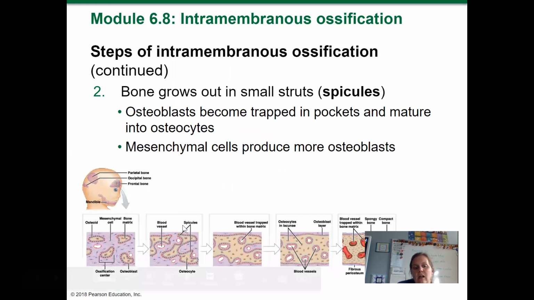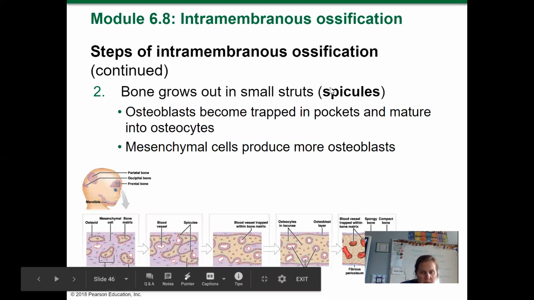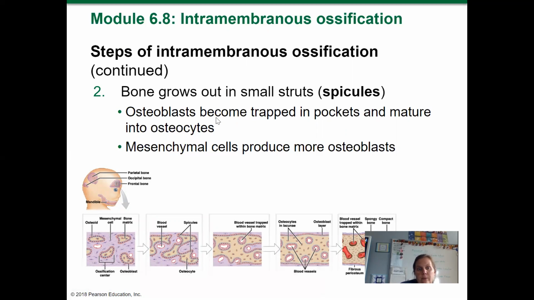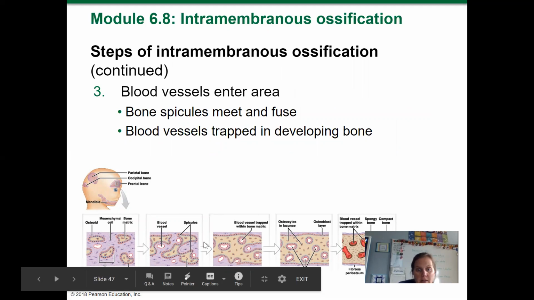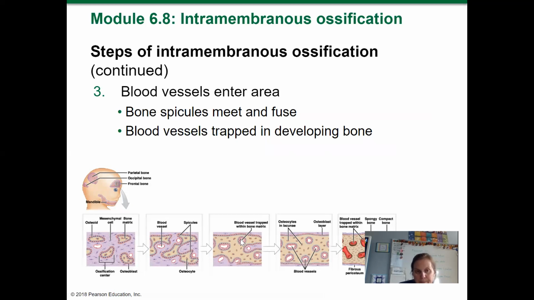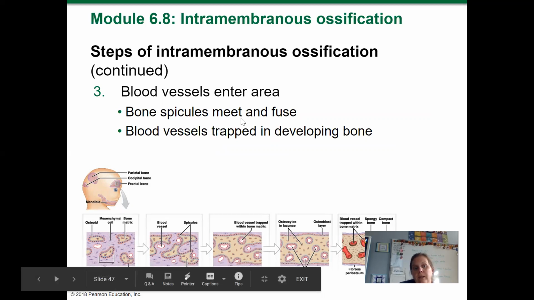Then what happens is these small struts called spicules start to stick out, and that's where osteoblasts become trapped, and those osteoblasts become osteocytes. And we already talked about that in the other types of growth, appositional growth, where the osteoblasts become trapped and then they mature into osteocytes. But mesenchymal cells, those stem cells, are still producing more osteoblasts. We have blood vessels enter the area. So that's right here. You can see some blood vessels entering. And so then bone spicules meet and fuse, hardening the matrix, and then blood vessels are trapped.